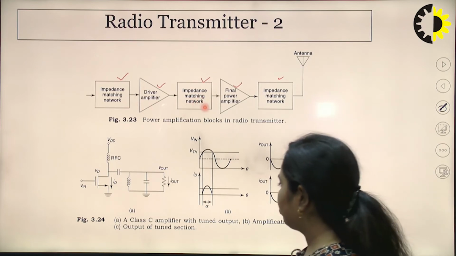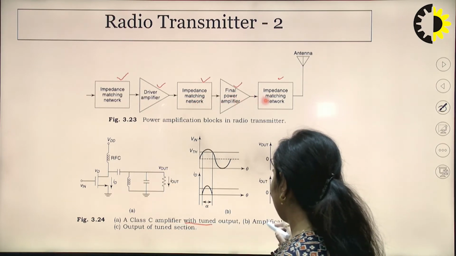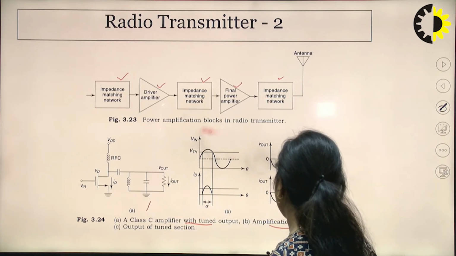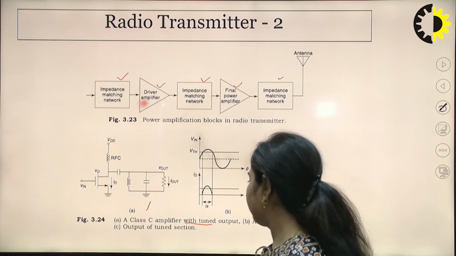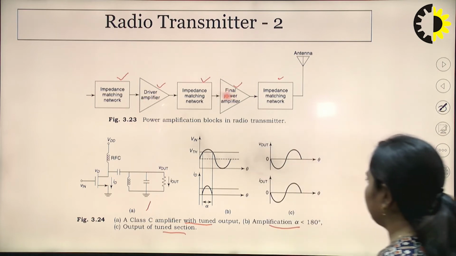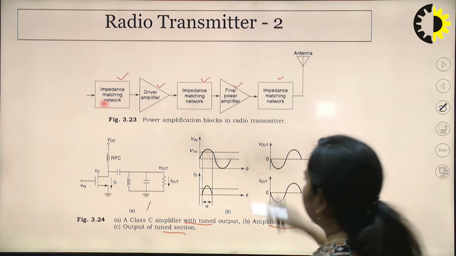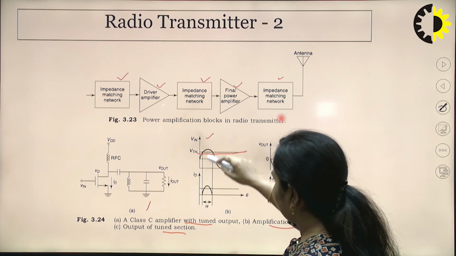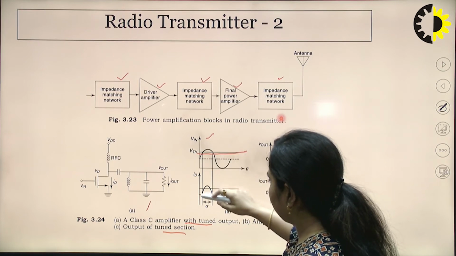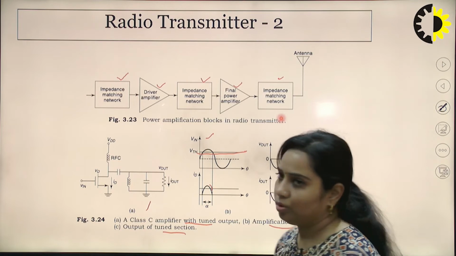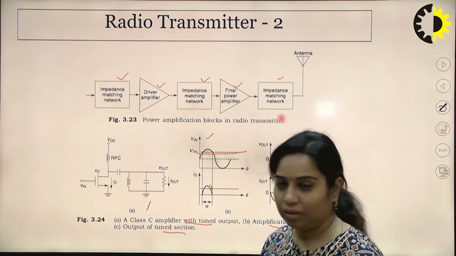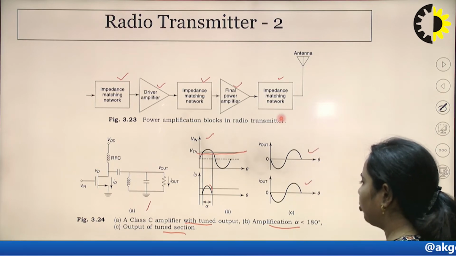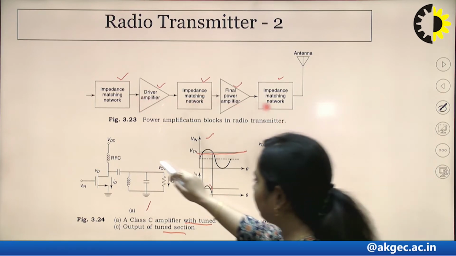Now this diagram is showing a class C amplifier with tuned output, this one. Next is amplification where alpha is less than 180 degrees and this is the output of the tuned section. Now you can see that this is the input voltage that we have applied. This is the threshold voltage. When this crosses this particular threshold value, then the current across the diode is going to appear, and corresponding to that there will be an output waveform generated across this tuned circuit.